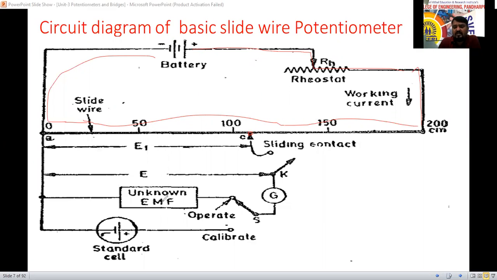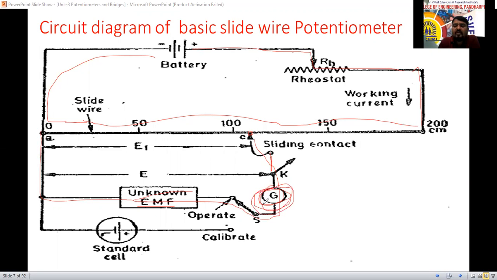Here the voltmeter is there. The unknown EMF we are going to measure here. If this K is closed, some current will start to flow through the galvanometer, and it will flow through the unknown EMF, and it will be a closed circuit. So if the galvanometer is detecting some value, then we can say that the unknown EMF is not correct. It should be made 0.